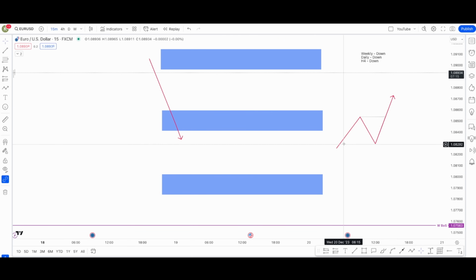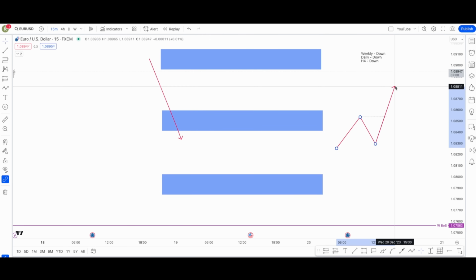You have a push up, a pull back, and then another push up. As soon as you get a break, preferably with a body close above this previous swing high, you call that a break of structure. It's a BOS. It's a trend continuation. So it can close there and it can keep going however far. We never know how far it's really going to go.